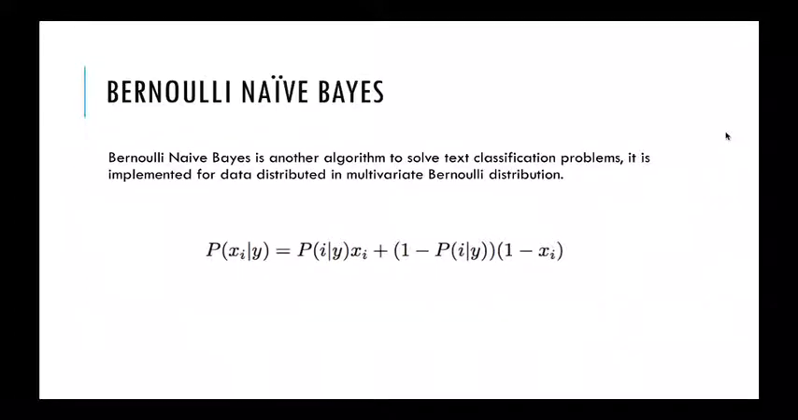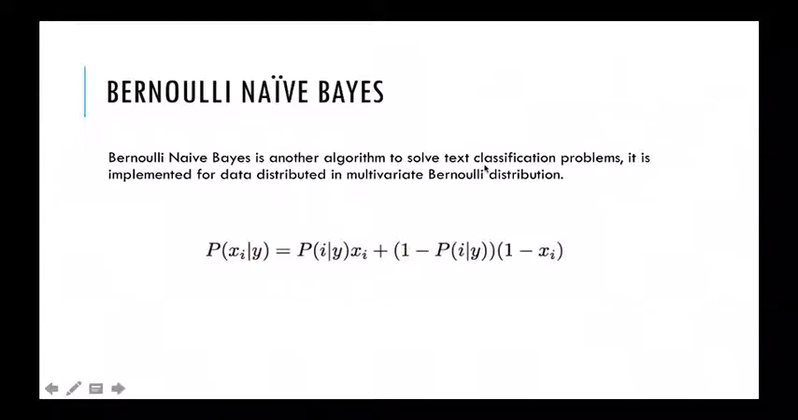Third method I have used is called Bernoulli naive Bayes. Bernoulli naive Bayes is another algorithm to solve text classification problems. It is implemented for data distributed in multivariate Bernoulli distribution. For example, a sample might have several features, and each is assumed to be a binary value 0 or 1. Therefore, this kind of sample is represented as binary value eigenvectors.